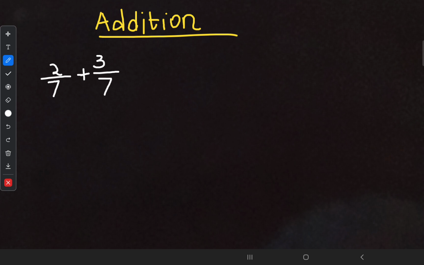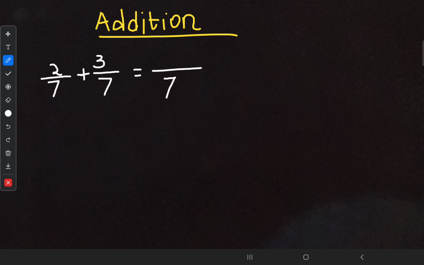First question: 2 upon 7 added with 3 upon 7. The first thing you should know is that the denominators should be the same while adding two fractions. That is the major condition. Here you can see both fractions have exactly the same denominator, so we can write the same denominator in our answer also.